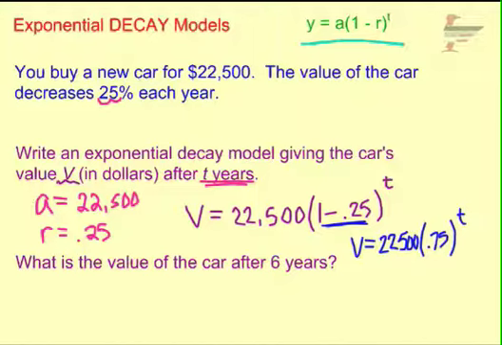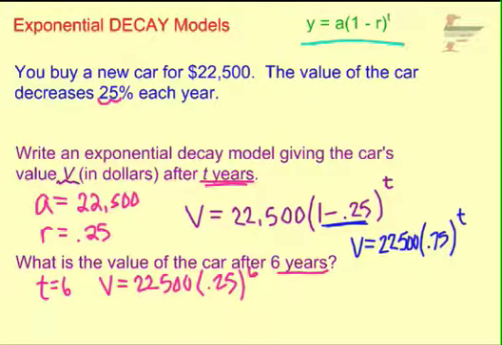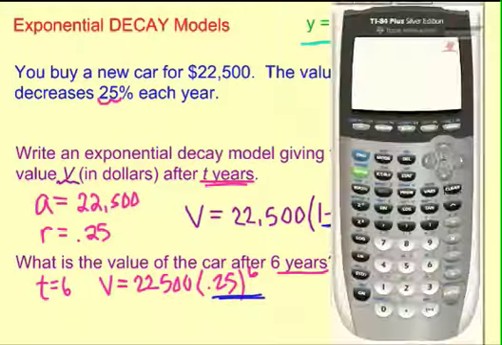So the follow-up question is, what is the value of the car after 6 years? So we buy the car, we've had it for 6 years, what's it worth now? So 6 years tells us the t value. t is going to equal 6. So we just plug that in for the t. 22,500 times 0.25 raised to the 6th power. Now in simplifying this, we want to go ahead and do the exponent first, that 0.25 to the 6th power.